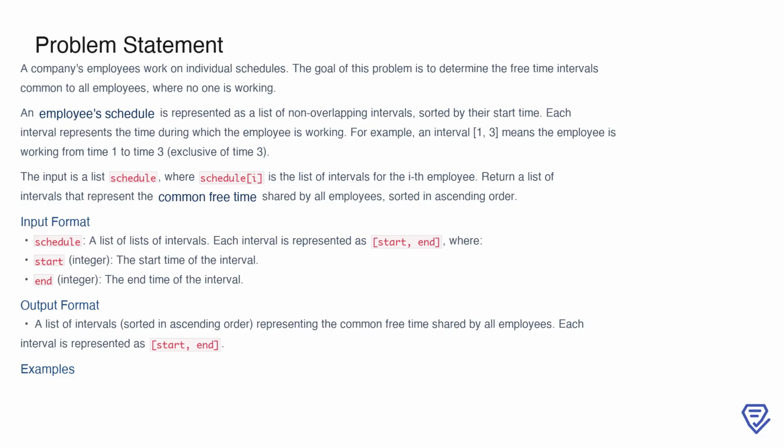Our goal is to process these schedules and return a list of intervals representing the periods when no employee is working, sorted in ascending order. This gives us the common free time shared by all employees. The intervals in the output are also represented as start and end, where start and end are integers denoting the beginning and the end of the free time period.